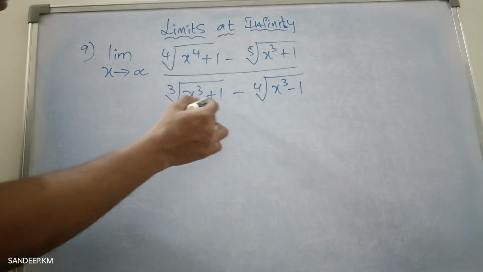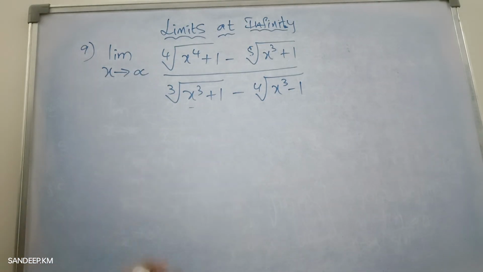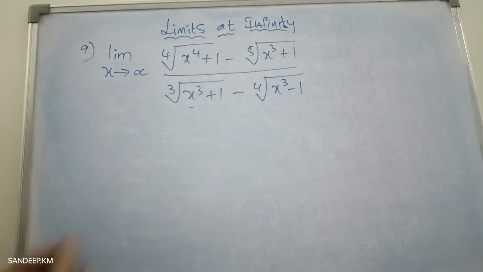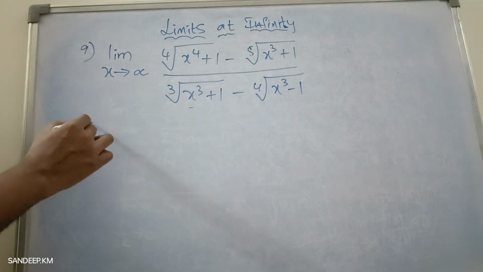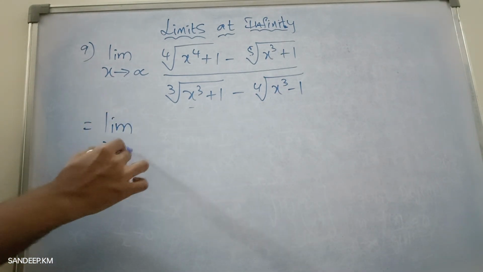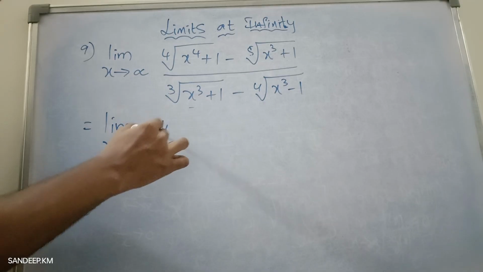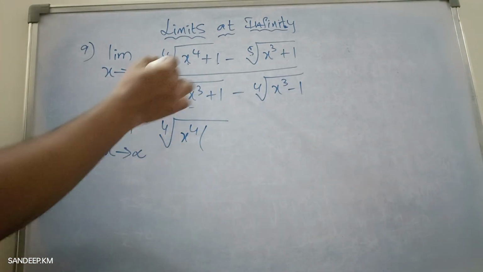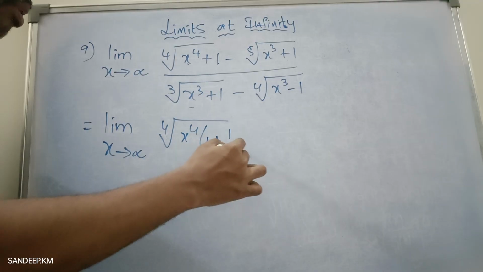Inside the cube root, what will I take common? X cube common. And inside the 4th root, what will I take common? X power 4 common. Is it clear, dear students? Once again. So 4th root of, in these two terms, I will take x power 4 common. So here, 1 plus 1 by x power 4.